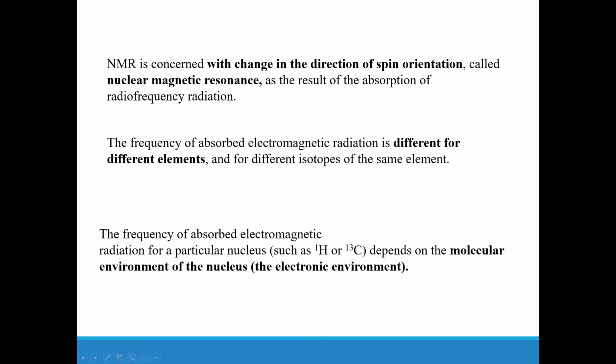The frequency of absorbed electromagnetic radiation is different depending on the element, as well as different isotopes of the same element. NMR is concerned with changes in the direction of the spin orientation, and this is what nuclear magnetic resonance is. This occurs as a result of the absorption of radio frequency radiation. The frequency of these absorbed electromagnetic radiations for a particular nucleus depends on the molecular environment of the nucleus, or its electronic environment.